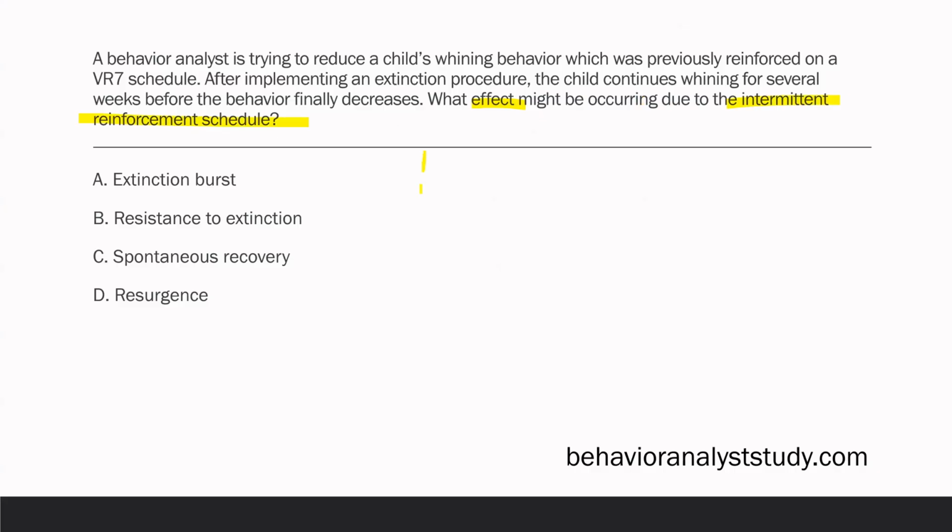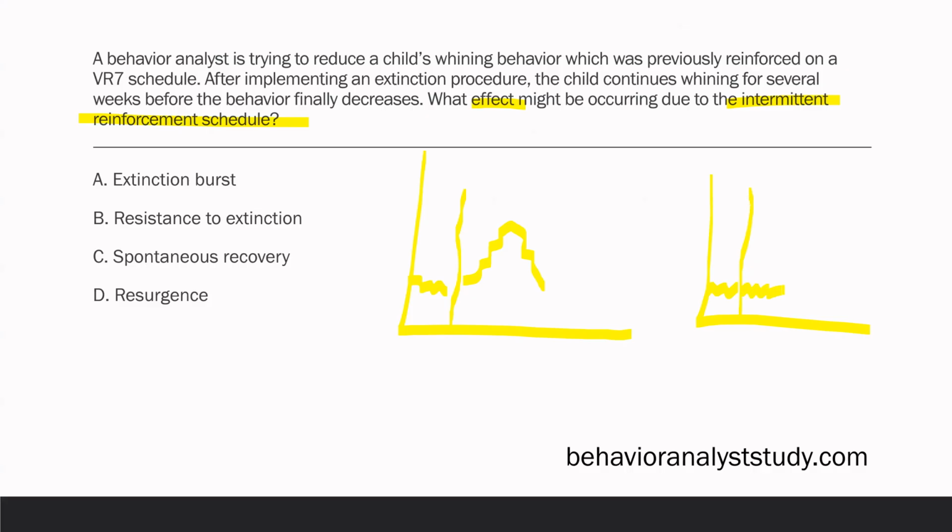Now let's think about extinction. If we have extinction and we have behavior that is starting here, and we implement extinction, we expect an extinction burst, a temporary increase, and then a decrease. Now, what happens if you have extinction with behavior here? You implement extinction, and behavior just kind of continues, and extinction has no effect. What do we call that? Because that's what we're dealing with here.